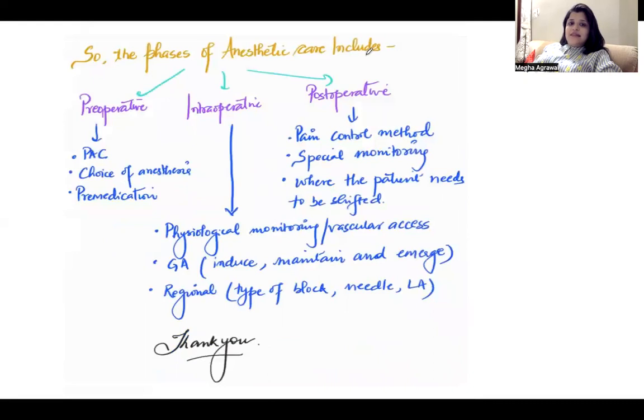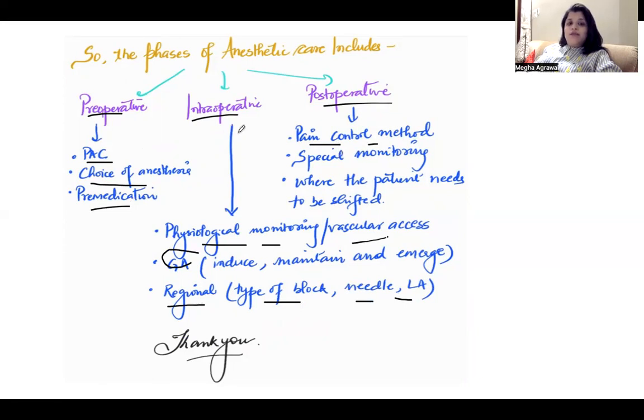So the phases of anesthetic care include pre-operative, intraoperative, and post-operative. In the pre-operative, the pre-anesthetic checkup is the most important, with the choice of anesthesia, GA, regional, or something else, and the pre-medications. In the intraoperative phase: physiological monitoring, vascular access, general anesthesia, how you'll induce, how you'll maintain, and how you'll extubate the patient. And for regional anesthesia, what type of block you want to give, what type of needle, local anesthetic, and the post-operative pain control method. The pain control method has to be decided pre-operatively or intraoperatively, how you're going to control the pain in the post-operative period.